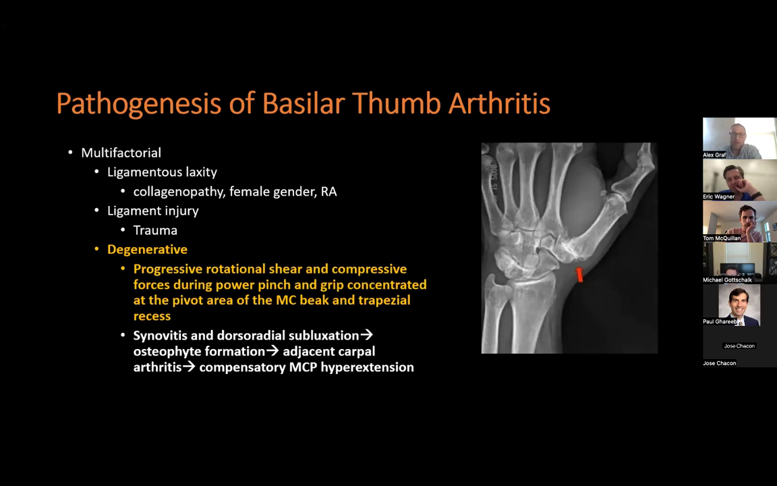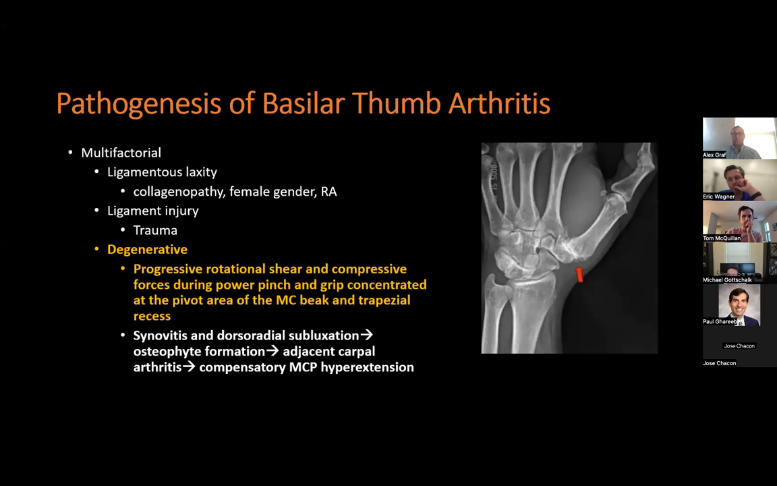So let's talk about the pathogenesis. It's multifactorial. Ligamentous laxity certainly plays a role, obviously trauma, but for most of the patients we'll see, it's degenerative. And it's just this progressive rotational shear and compressive forces during power pinch that lead to cartilage loss.